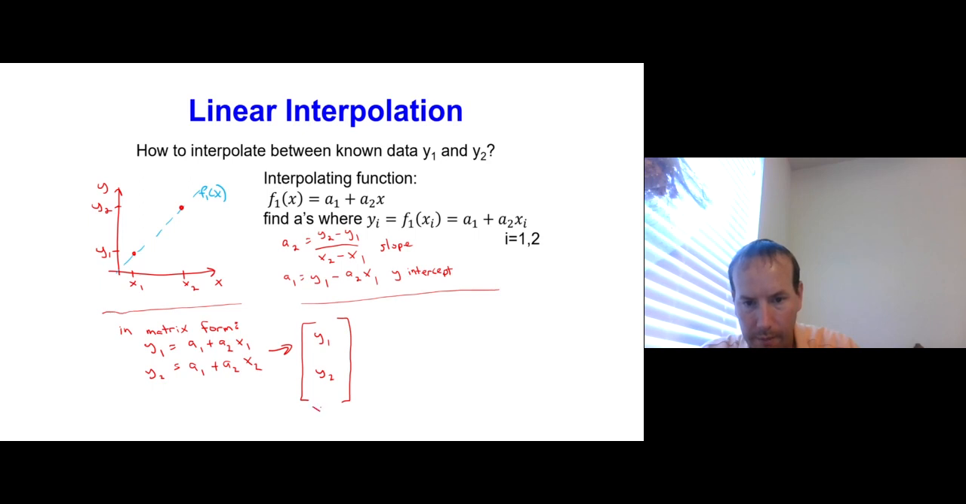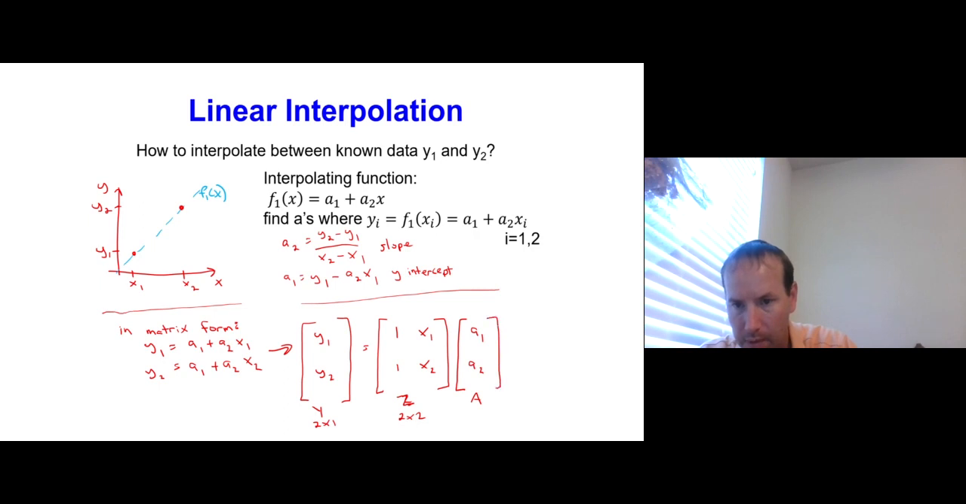So we've got a y vector that's 2 by 1. It was 1, x1, 1, x2. This is a matrix that we call Z, which is going to be 2 by 2. And then we have a matrix called A that is going to contain our coefficients. Okay? We know all the x's, we know the y's, and we're solving for the unknown A.